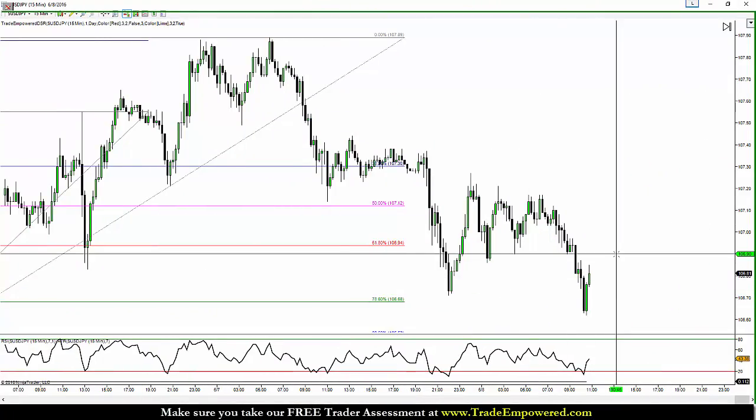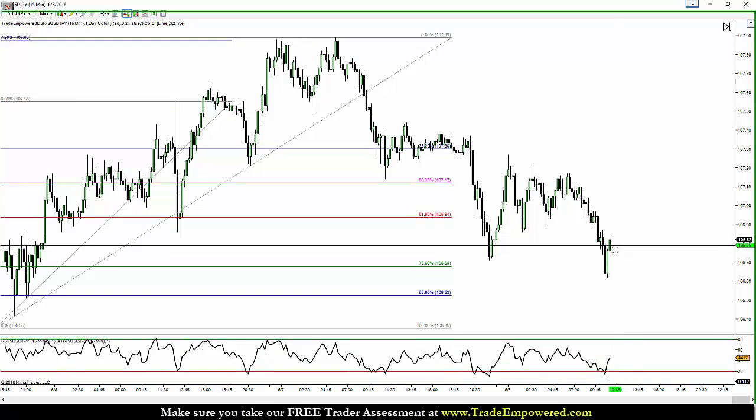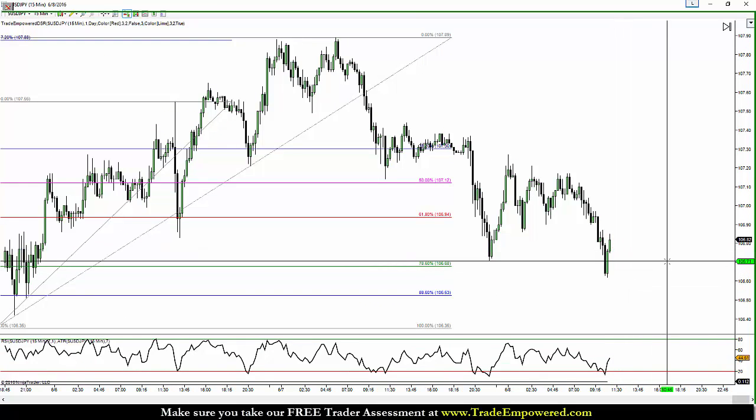What do we have now? We had the Gartley formation earlier in the day that one of our traders found. Looks like that busted out to the downside.